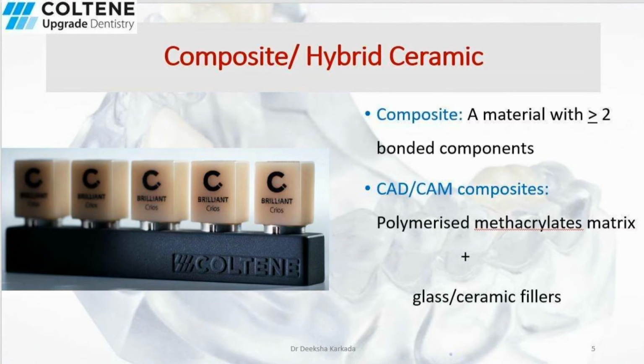Is the same composite material also called hybrid ceramic, or is it something very different? First of all, composite is a material with two or more bonded components in it, and a CAD/CAM composite comprises a matrix of polymerized methacrylate, and incorporated into it are glass or ceramic fillers. Although these are also composite in terms of material design, some companies market their products as hybrid ceramics due to the use of ceramic fillers in it.